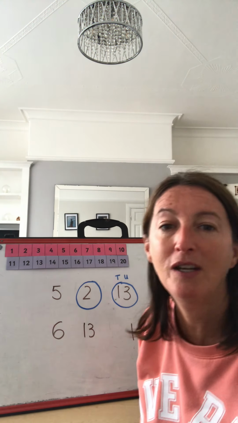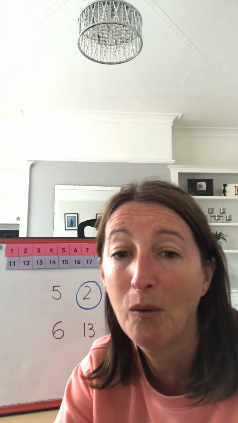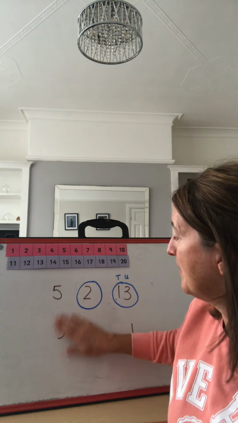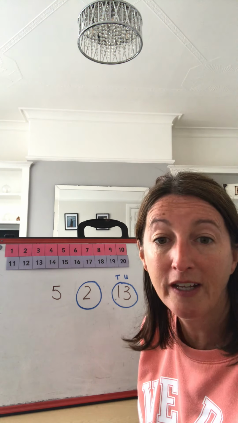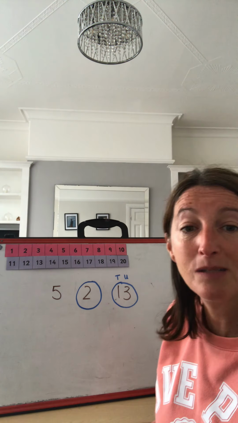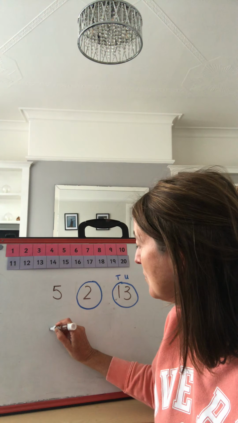So if you were putting them in order, what we call ordering the numbers, let me rub these ones out first so you don't get confused. If we were ordering the numbers, the least, the smallest number is 2.